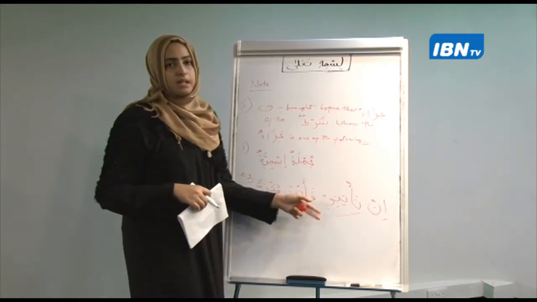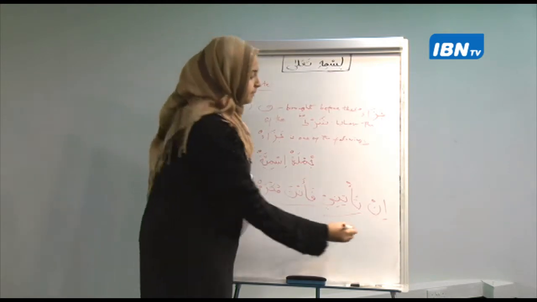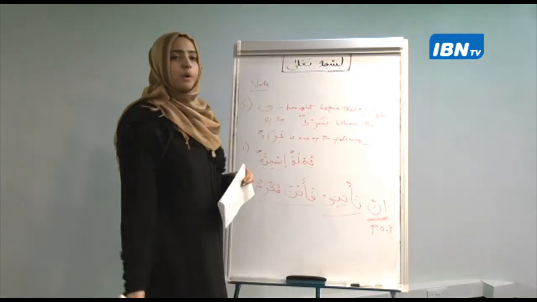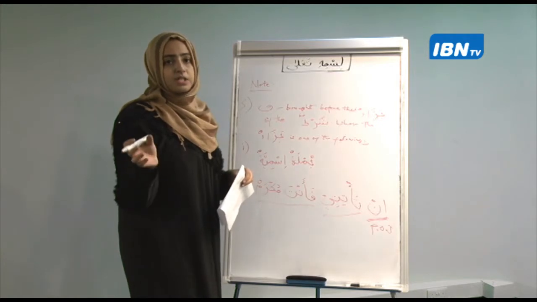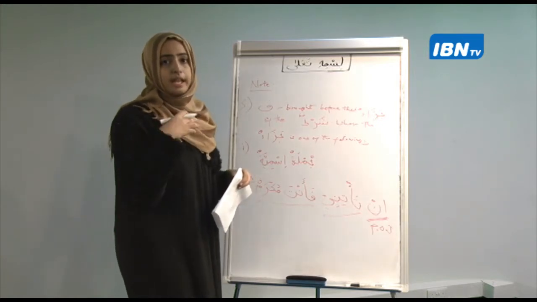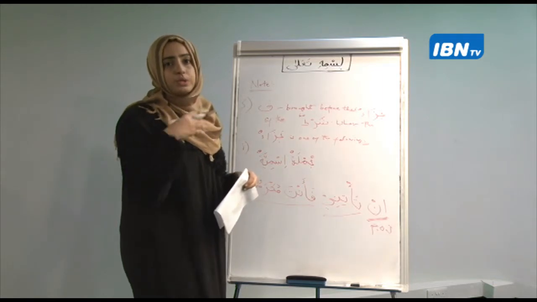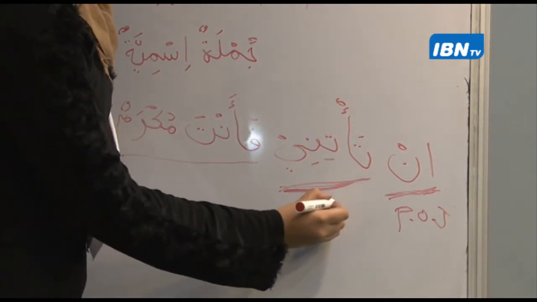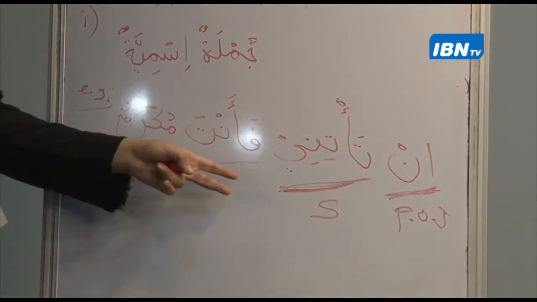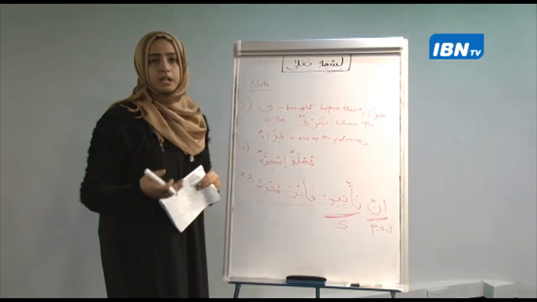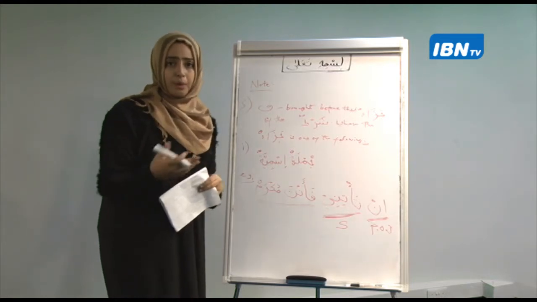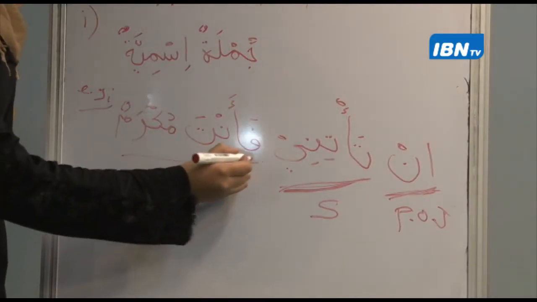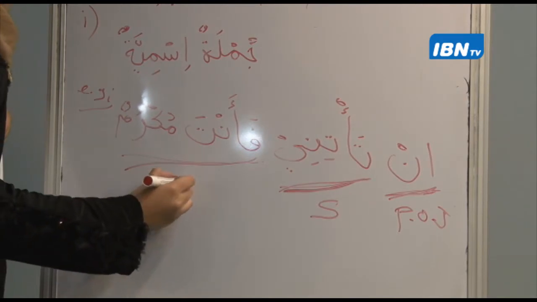So what is the particle of jazm here? The particle of jazm is in. Okay, so this is my particle of jazm. What is the condition of my sentence? What is the shart of my sentence? The condition is if what? If you come to me. So ta'tini is my shart, my condition. Okay, faanta mukramun, what is the result? If you come to me, what is the result? The result is you will be treated hospitably. So this here is my result.